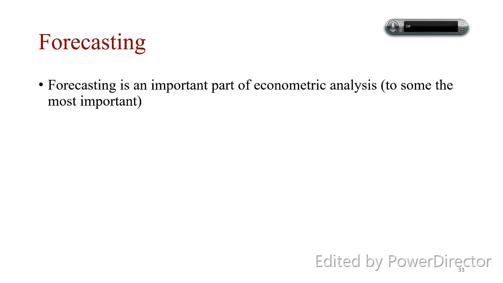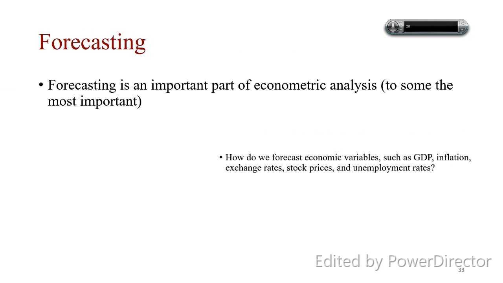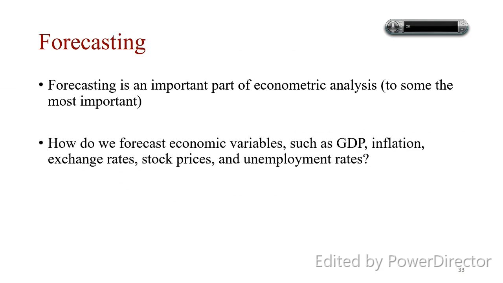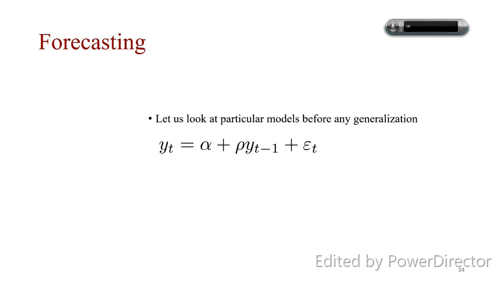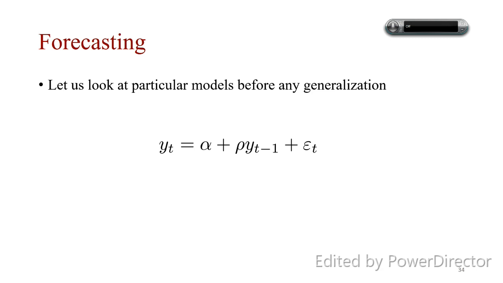Now let's talk about forecasting. Forecasting is an important part of econometric analysis. To some, it is maybe the most important reason people study econometrics. It is somehow to tell you what is going to come based on the past. How do we forecast economic variables such as GDP, inflation, exchange rate, stock prices, and unemployment rates? All of these are very important questions. And obviously, the better model you have, the better your prediction would be, right? So that's why we study econometrics, and to assess a policy. Let us look at a particular model before any generalization.